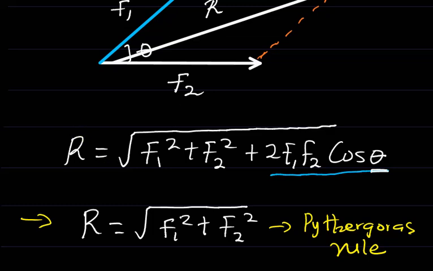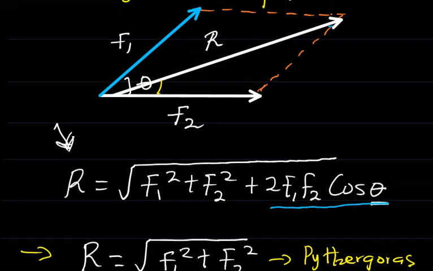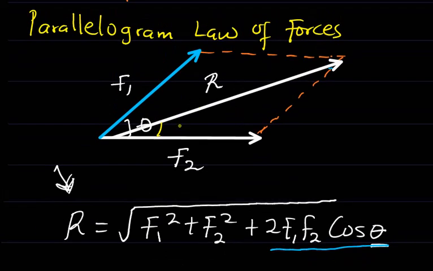Now this formula is used to calculate the resultant of two forces in magnitude. But what of the direction? What of the direction of the resultant? So the direction of the resultant R, let me call it alpha, is the angle that alpha makes with F2. So how do we calculate alpha?